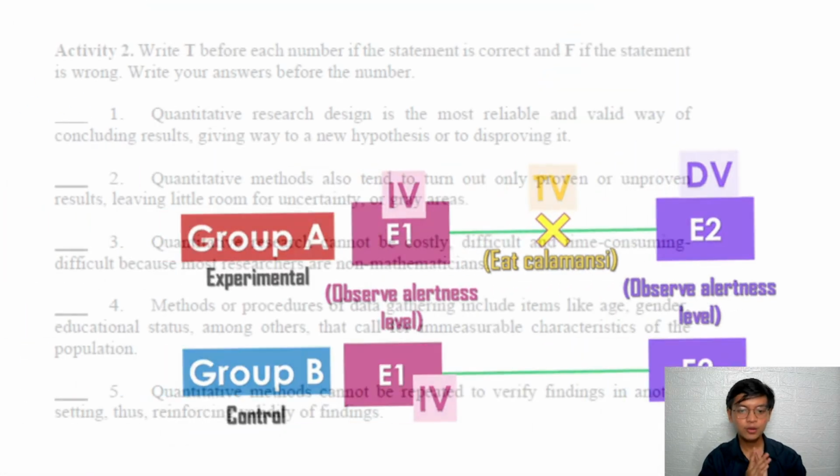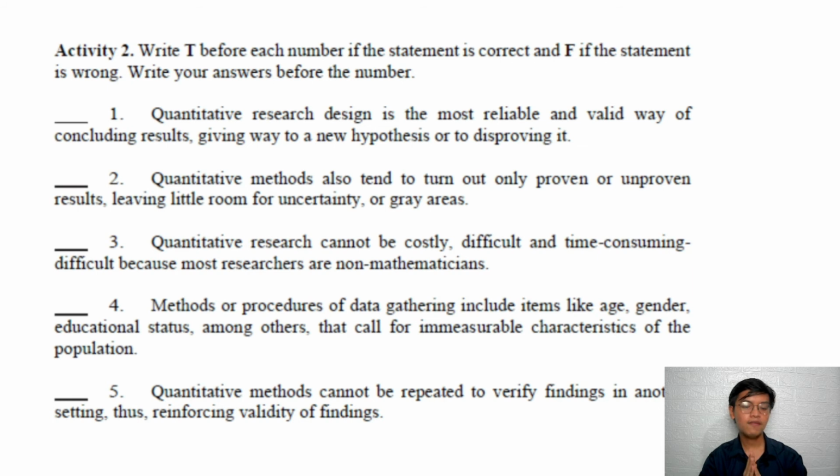Now we try to answer activity 2. The direction reads, write T before each number if the statement is correct, and F if the statement is wrong. Write your answers before the number. Let's begin with number 1.